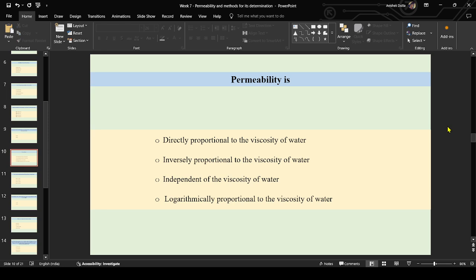Next question. Permeability is, first option, directly proportional to the viscosity of water. Second option, inversely proportional to the viscosity of water. Third option, independent of the viscosity of water. Last option, logarithmically proportional to the viscosity of water.